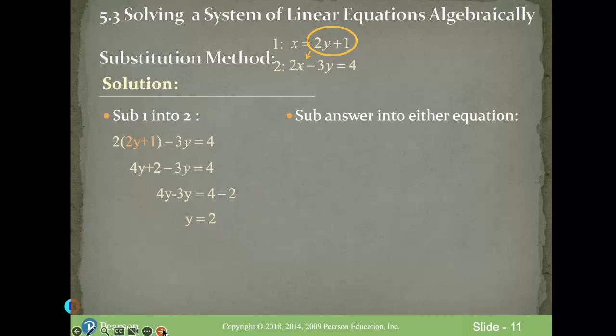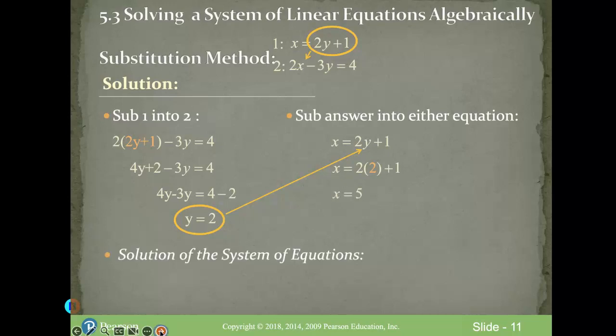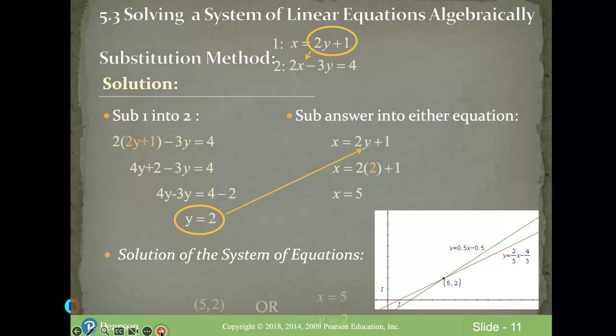Next, you're going to take that answer, y equals 2, and substitute the 2 for y into one of the two equations. For the purpose of this example, I'm just going to use equation number 1. And where I see the y, I'm going to replace it with a 2. When we work that out, we get x equals 5. So the solution to the system of equations is the point (5, 2).